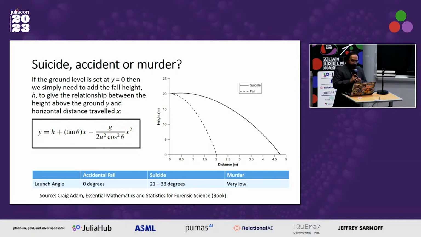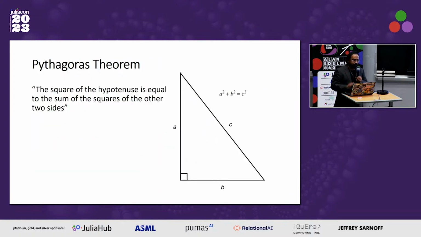Okay, so that is because there will be an initial force which is applied to the body. So whenever someone jumps or whenever someone throws the body. So for this, you can use this formula: y is equal to h plus tan theta of x minus g by 2 v squared cos square theta into x square. So these are all just single line formulas. You just need to substitute the values and you can get the result very easily.